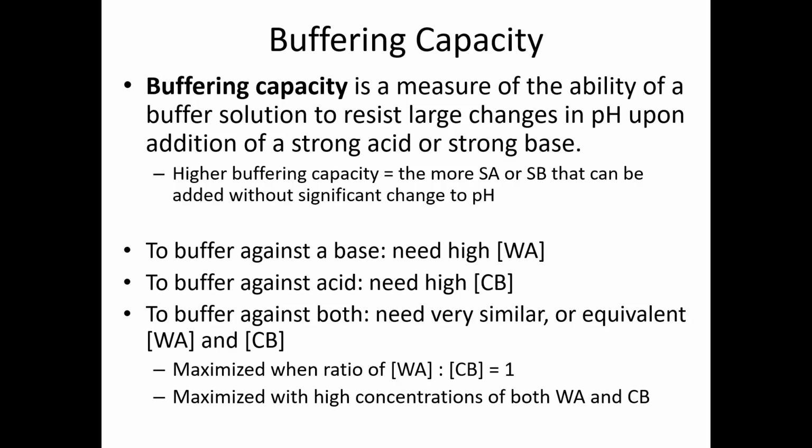or even equivalent concentrations of the weak acid and the conjugate base. And remember here, every time I would say weak acid and conjugate base, I could very well be saying weak base and conjugate acid, because a buffer could be made of both. I'm just trying not to be as super redundant.